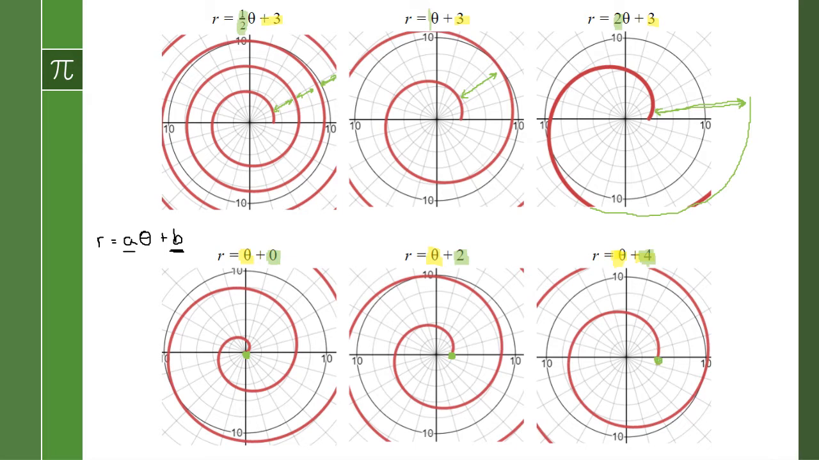Coincidence? No. This one starts at 2 because it has a plus 2 in the equation. This one starts at 4 because it has a plus 4 in the equation. All of these up here on the top that were plus 3, they all start at the same spot right there at 3, halfway between 2 and 4. So that shows you the effect of the second constant in the equation, and that would be the starting point of the spiral.